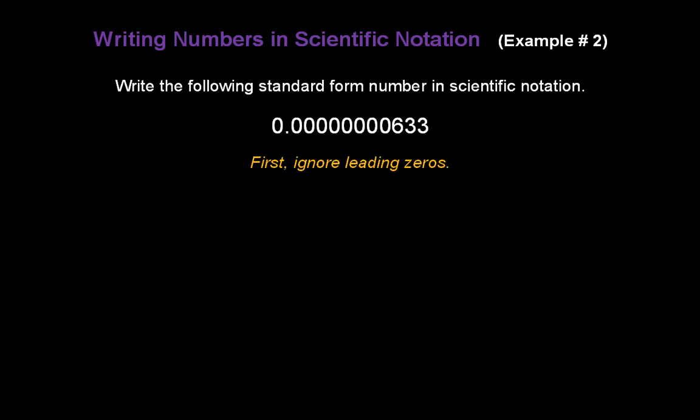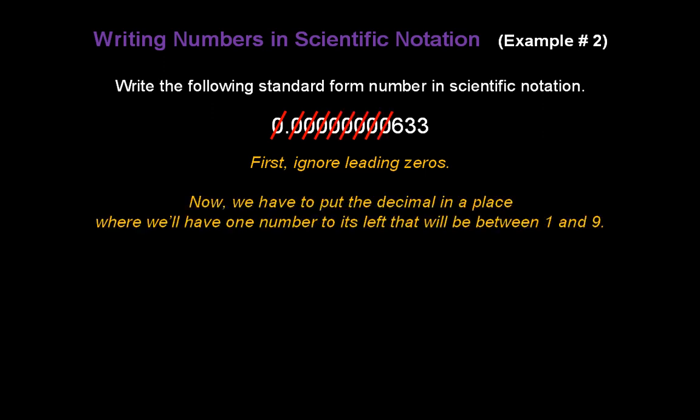Now let's write the following standard form number in scientific notation. It's a really small number, 0.00000000633. The first thing we can do is ignore all leading zeros. Now we have to put the decimal in a place where we have only one number to the left that's going to be a number between 1 and 9. So we put our decimal between the 6 and the 3.